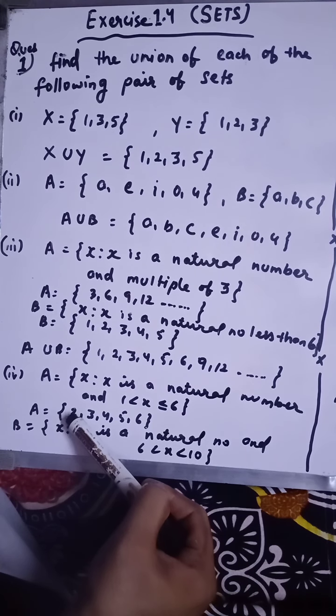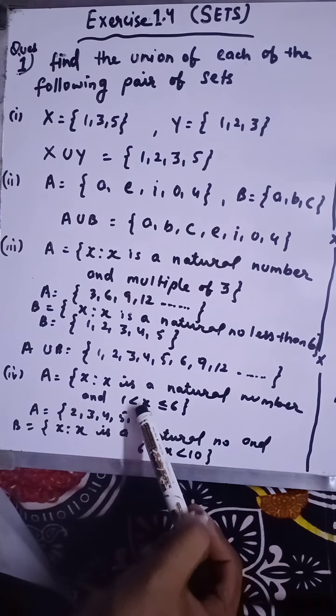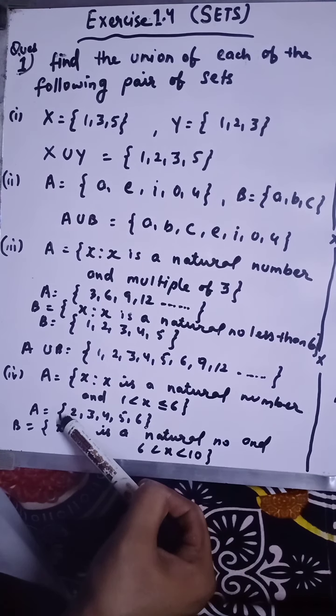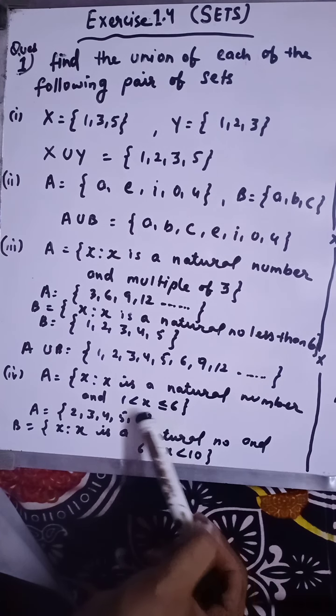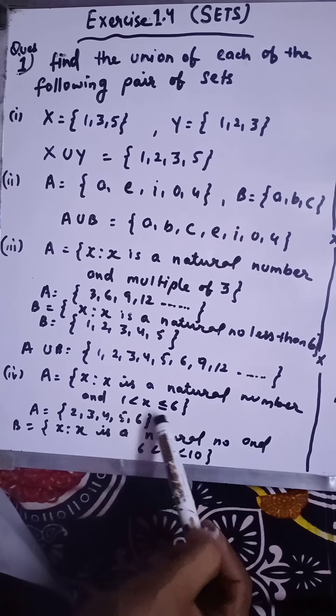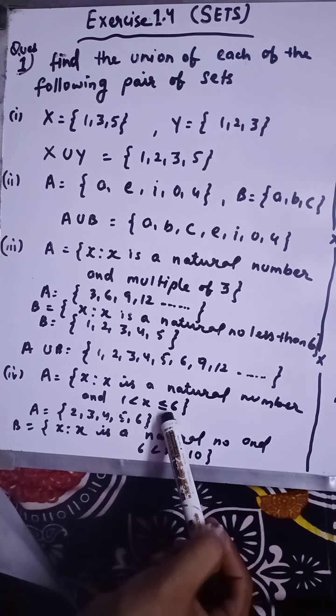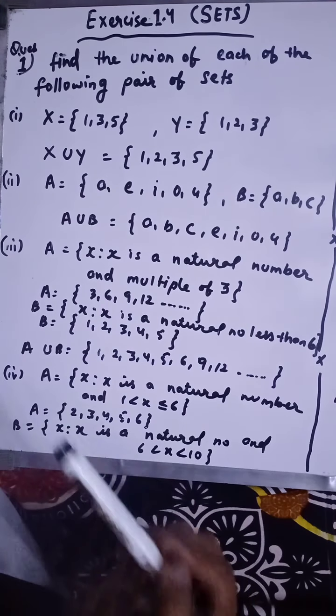So the elements of A will be 2, 3, 4, 5, 6, because X is more than 1. The first natural number after 1 will be 2, and X is less than or equal to 6, so 3, 4, 5 and 6 you have to include because it is also equal to 6. So this is your A.